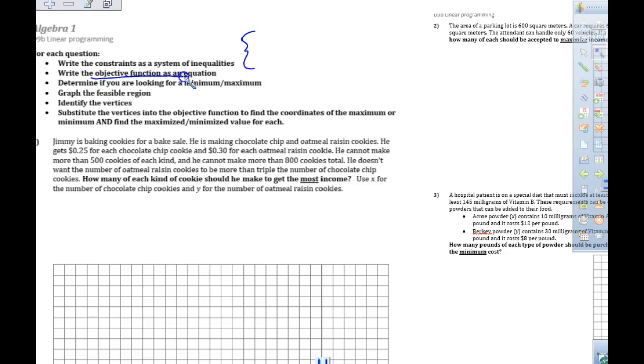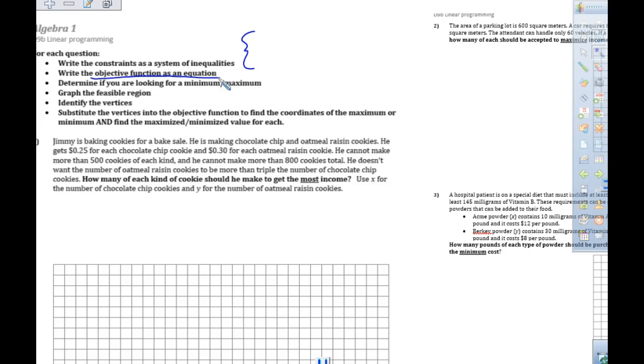Your objective function is the key thing that we're going to get for our answer, so that's usually going to be worth a little more. You're going to determine, in this case, the minimum or maximum for each of these. You're going to find that feasible region, which is where we shade, okay? Then we're going to identify the vertices. On the quiz, I'll look for all those vertices, and then you're going to substitute them and do it.